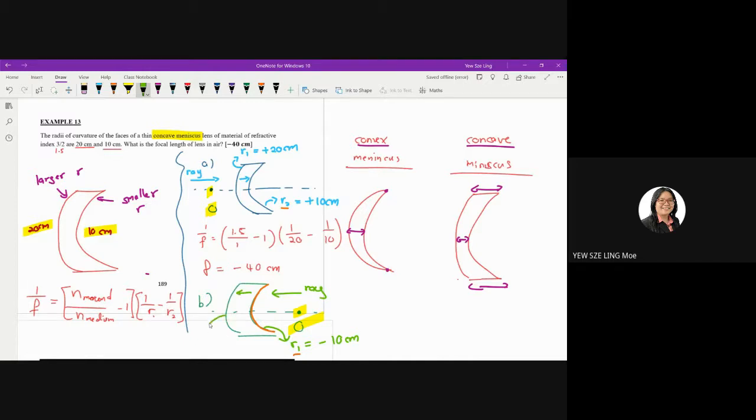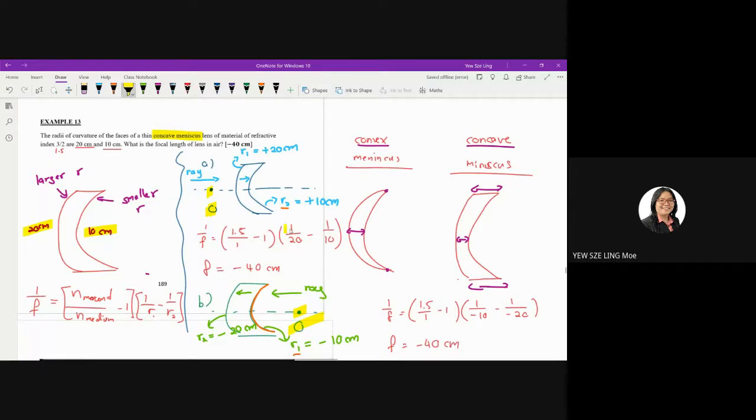So this surface is now acting as R2, and once again, the ray is hitting the inner part of the circle. Therefore, it is equal to a negative value, so negative 20 cm you have here. So you sub it into the equation, 1 over F equals 1.5 over 1 minus 1. Now what you have in this part is 1 over negative 10 minus 1 over negative 20. And eventually it will still give you F equals negative 40 cm.